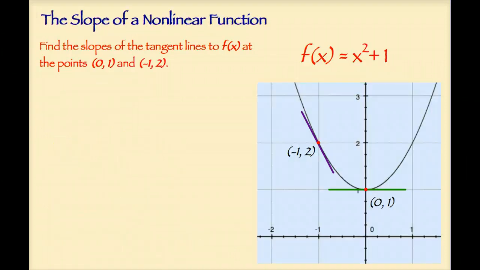In this example, we're going to find the slope of a nonlinear function, and specifically at the points (0, 1) and (-1, 2). Notice we didn't have to specify the point in the previous example because, as I mentioned, it was a line. The slope was constant on the entire line. But for this quadratic, the slope is going to change based on the point that you choose. So we're going to create a slope function using our slope formula that we derived, and then we'll use it to find the slope at these 2 points, (-1, 2) and (0, 1).